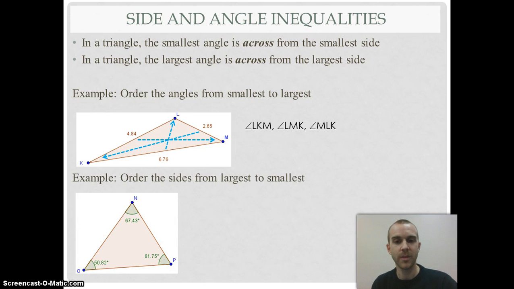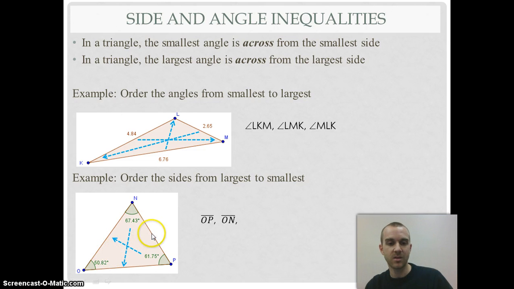Now say I want to order my sides from largest to smallest. If I'm starting with my largest, I'm going to look for my largest angle. In this case, that's angle N. So I'll look opposite it, and I've got segment OP. Then I'm comparing angle P and angle O. Angle P is my next largest, so across from it is ON, which means my smallest side would have to be NP, or PN.